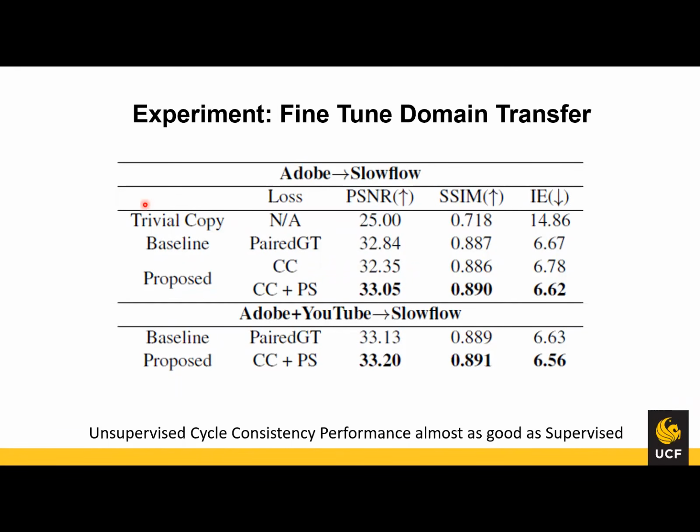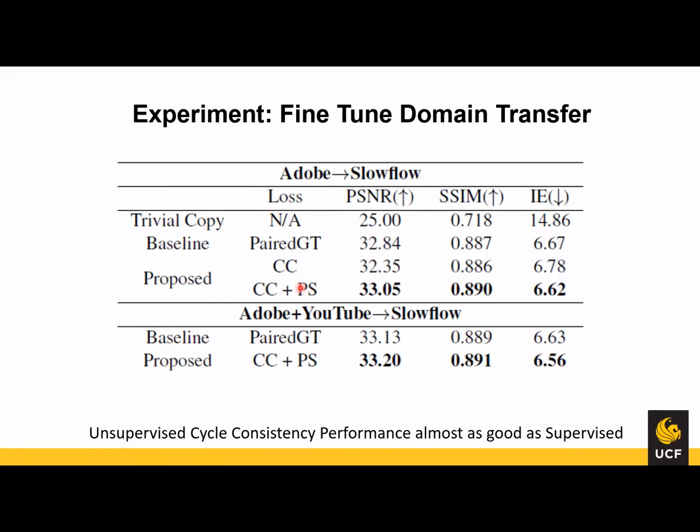Okay, so the trivial results, you can see we are getting a PSNR of 25, 0.75 SSIM, and 14, which is really terrible. Now the baseline, they're using Super SloMo for this baseline network, and we're getting a PSNR of 32, 0.887 for SSIM, and IE of 6.67. And for the proposed network, it's divided between just the cycle consistency loss and the cycle consistency loss added with the pseudo supervised consistency loss.